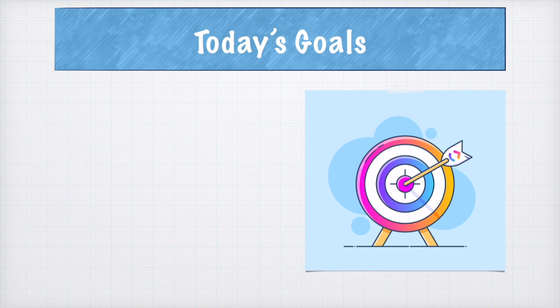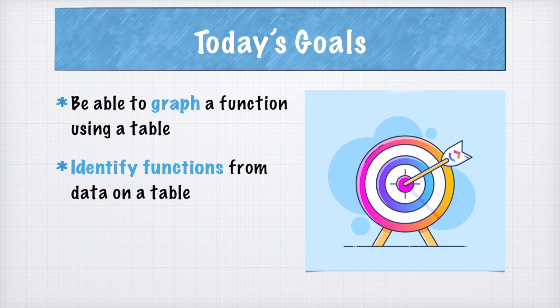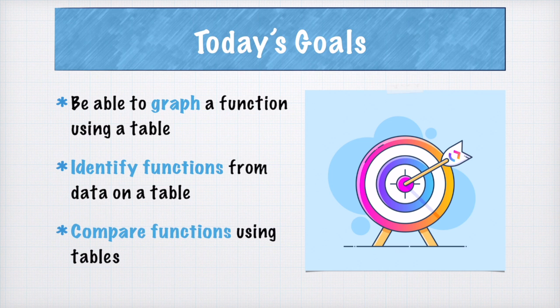Our goals are to be able to graph a function using a table. That's an extension of last time's. We also want to identify functions from data on the table, so we can look at it and say, oh, hey, that looks linear, or that looks quadratic. And we also want to compare functions using data on tables, because it makes it easier for us to see the differences and what's similar between them when we can look at actual raw data and say, oh, wow, that's a really big difference. That's increasing a lot faster than this other type of function is.